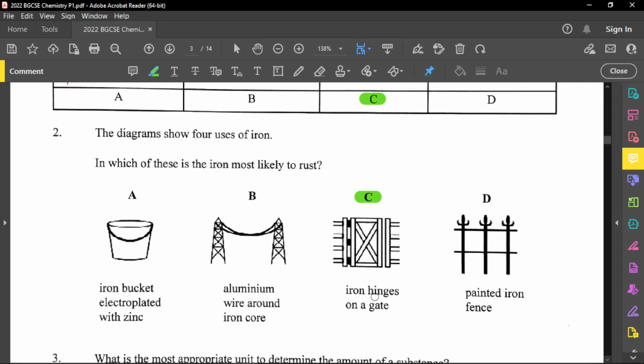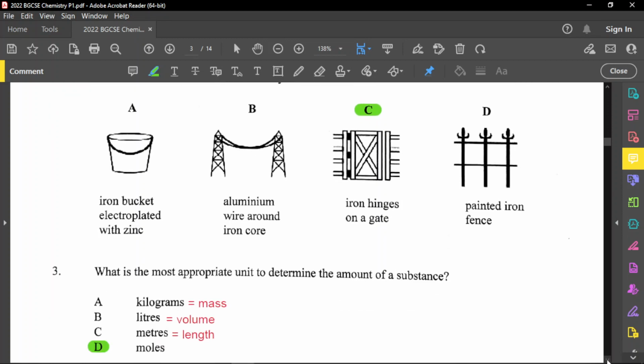But you have iron in a gate, and it is not painted. They never say it's painted, never say it's coated. Therefore, it is exposed to oxygen and also moisture. You need moisture and oxygen to cause rusting in iron. And for option D, it says painted iron fence. Once it's painted, it's going to be difficult for it to be oxidized. And remember, rust here is iron oxide, in fact iron(III) oxide. So the formula for rust is Fe2O3.